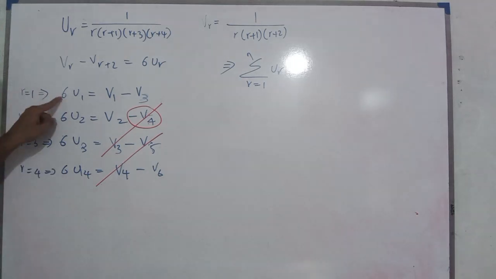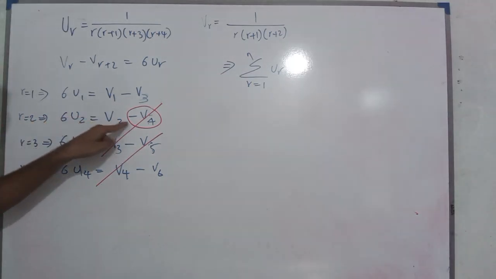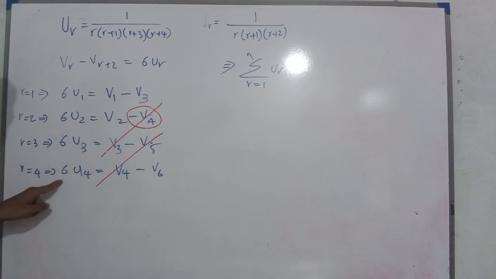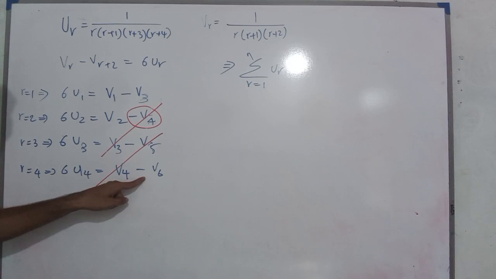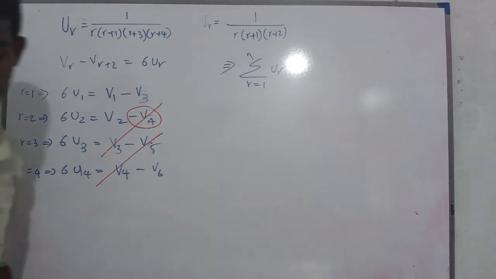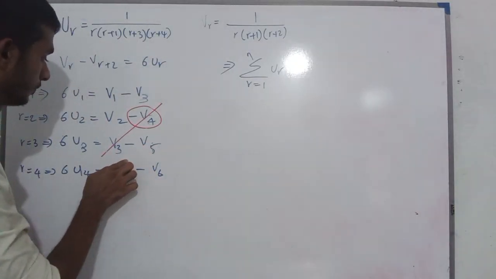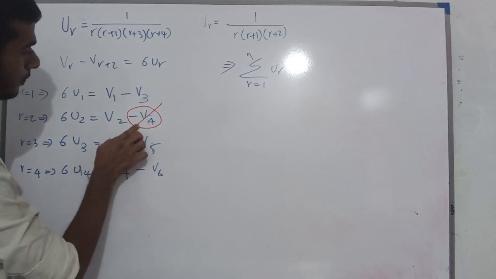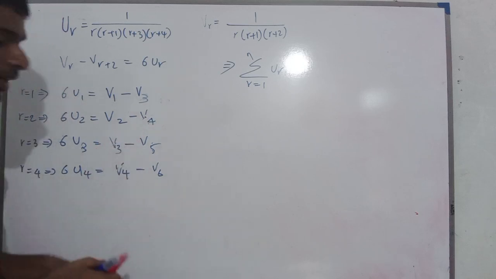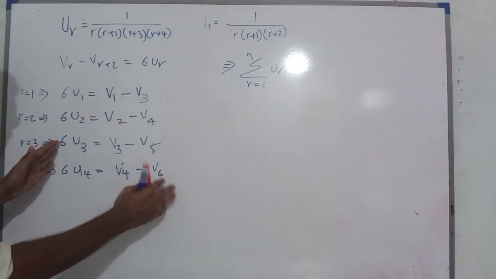Wait, r is equal to 1, 6 u1 is v1 minus v3. R is equal to 2, 6 u2 is v2 minus v4. 6 u3 is v3 minus v5, yeah, 6 u4 is v4 minus v6. Okay, I'm really sorry. You see? Okay. Now, after iteration, we have got this system of equations, right?